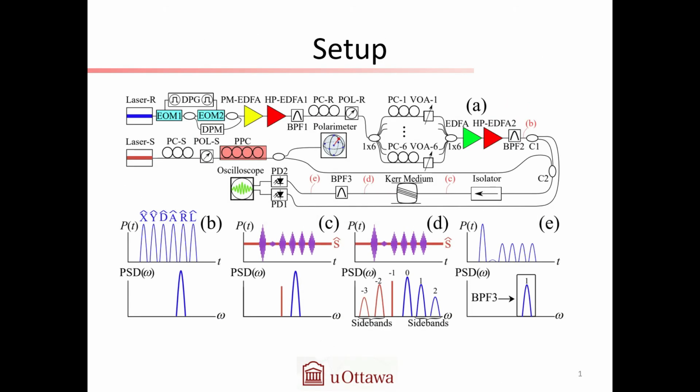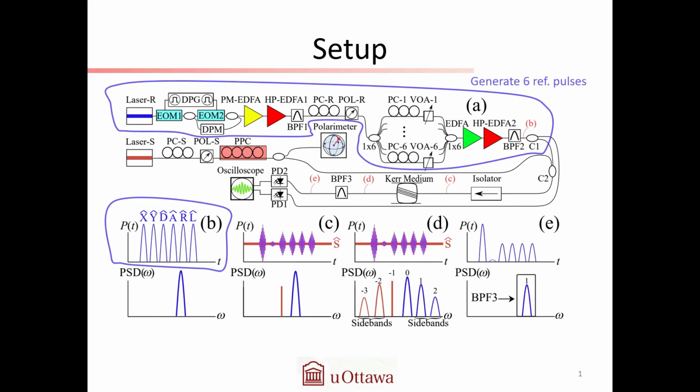The experimental setup for recovering the state of polarization by all optical means consists of 3 segments. The first segment generates 6 reference pulses with equal power spaced 5 nanoseconds apart. They are aligned to have polarizations along the cardinal directions on the Poincare sphere.